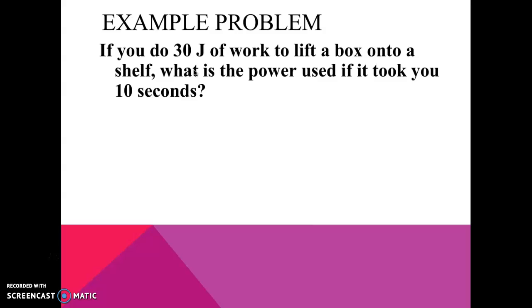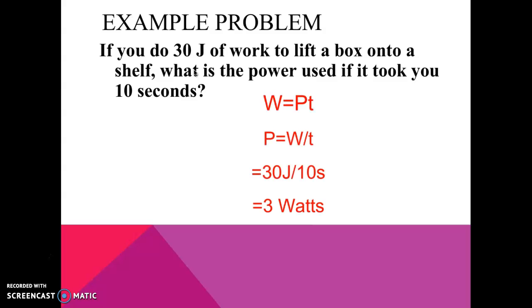Here's an example problem, and we are going to do this the same way that we do any physics problems with equations. If you do 30 joules of work to lift a box onto a shelf, what is the power it took you if it took you 10 seconds? So we're of course going to write our straight across equation, which is W equals P times T. And then we rearrange to get P equals W over T. So then we do 30 joules divided by 10 seconds, which will give us 3 watts. You must have all 4 of these steps in order to get full credit on a problem like this.